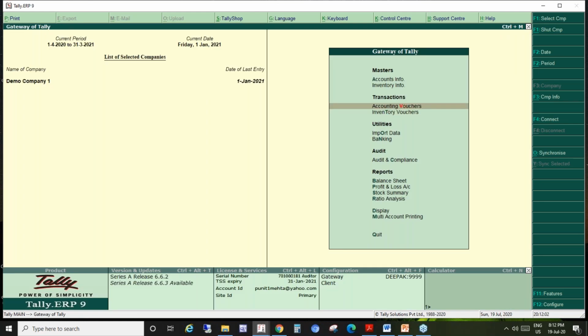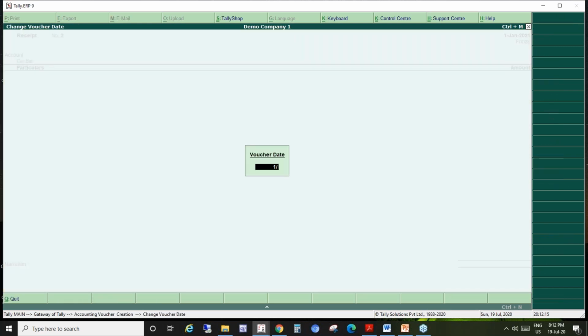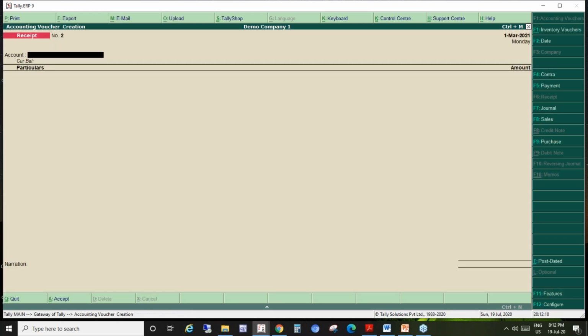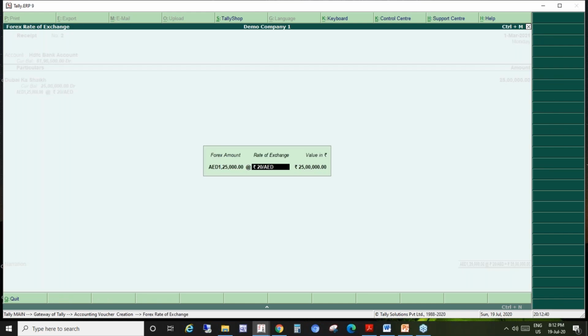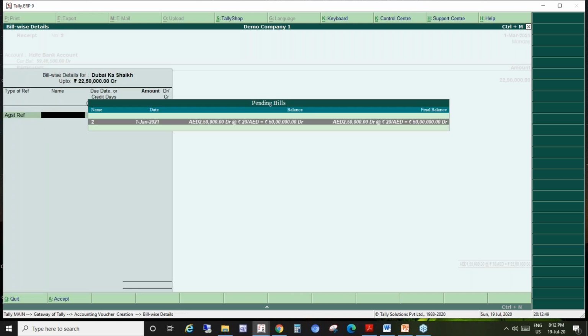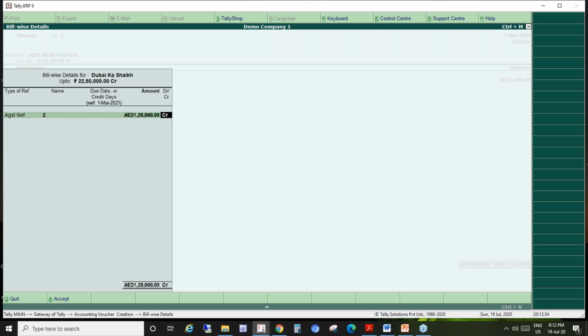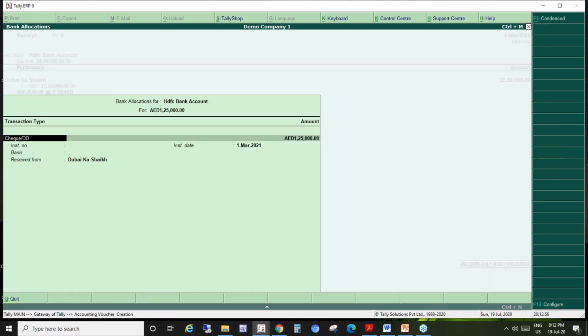By the end of 1st March, I received only part of the amount. F6 receipt, on 1st March 2021, I received from Dubai Ka Sheikh AED 1,25,000, presuming the Indian rupee became strong at 18 rupees per AED. Against reference, I will put the transaction bill table. Yes, other things are there.